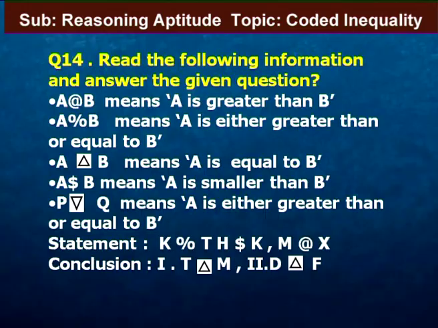That one is K percentage T, M dollar K, M at the rate X. Conclusions: T delta M, K at the rate X. In our question, at the rate is denoted greater than, percentage is denoted greater than or equal to, delta is denoted equal, dollar is denoted less than, nabla is denoted less than or equal to. So we apply the inequalities for the given conclusions and statement. After that we combine the given statement and verify the given conclusions.